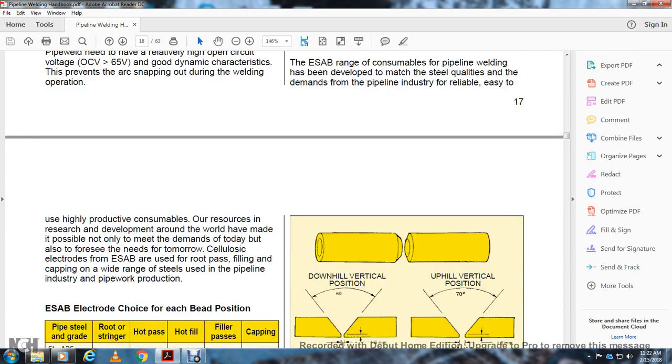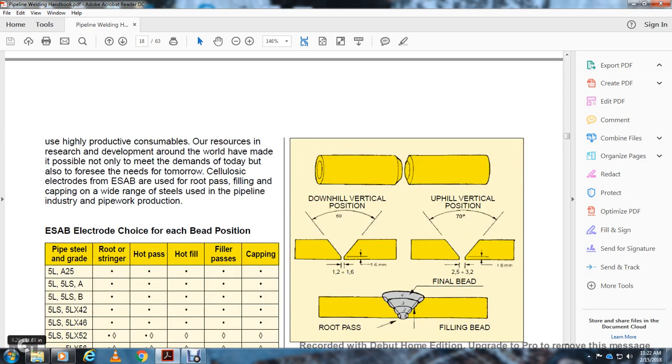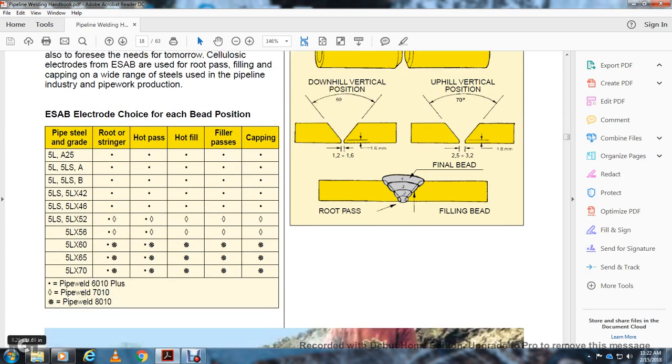High protective consumables, research and development around the world have made it possible to meet the demands of today and also the needs of tomorrow. Cellulosic electrodes from ESAB are used for the root pass, filling and capping of the wide range of steels used in the pipeline industry and pipe production. ESAB electrode choice for the lead position.